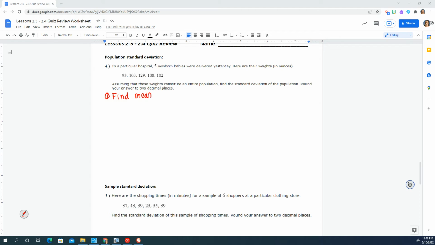If I want to calculate the standard deviation, if I need to find on average how far these weights are away from the mean, I got to know what the mean is first. I'm going to even use the correct notation here. So it'd be mu when we're talking about population. Here, I would just add them up and divide by 5. So I got 107 for the mean.